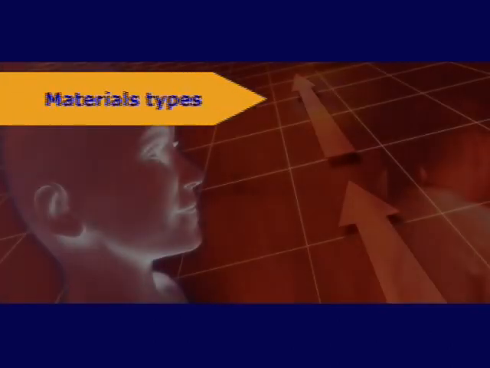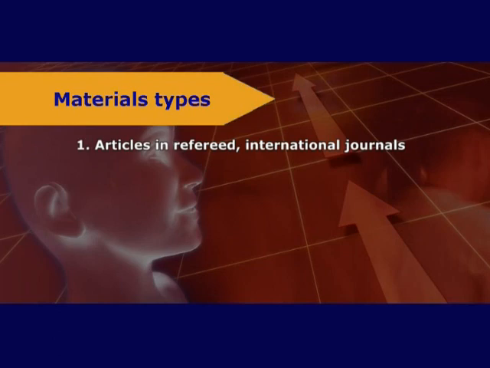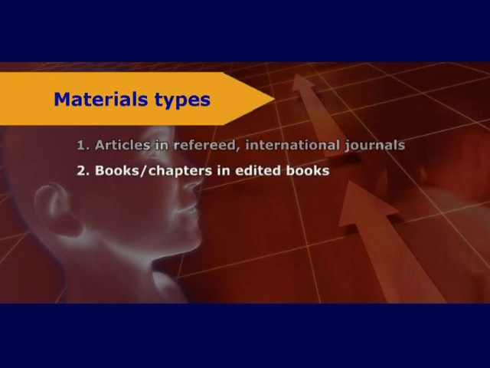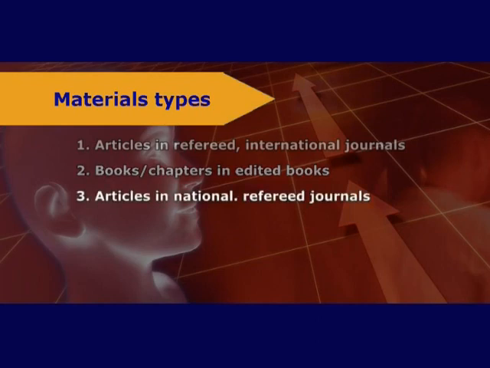Prioritize your examination of material type in this order. Begin with articles in refereed international journals. The research published in these materials are recent and widely disseminated. Because they have been refereed, experts in the field have provided its researchers with significant comments for improvement and fine-tuning. Then, proceed to books or chapters in edited books, followed by articles in national refereed journals.